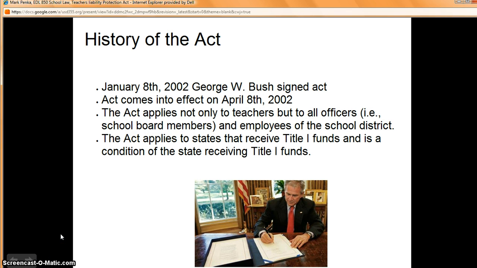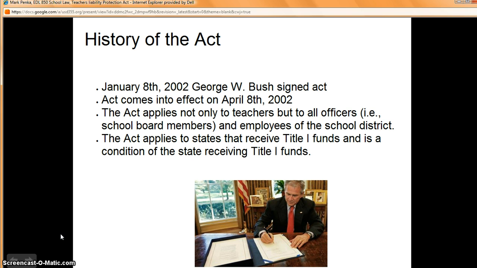A little history behind the act. The act was originally proposed by Paul D. Cordell, and it didn't come into effect until January 8, 2002, when George W. Bush signed it into effect. And then it actually comes into effect on April 8th.